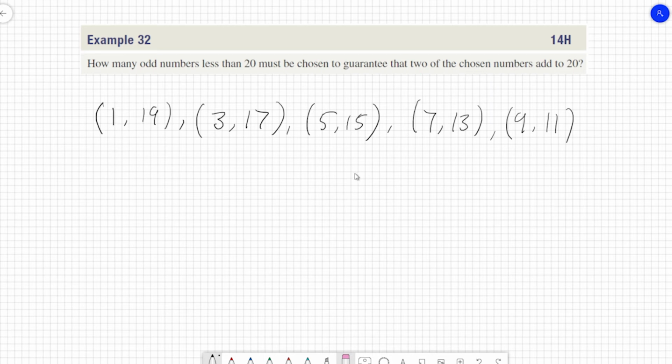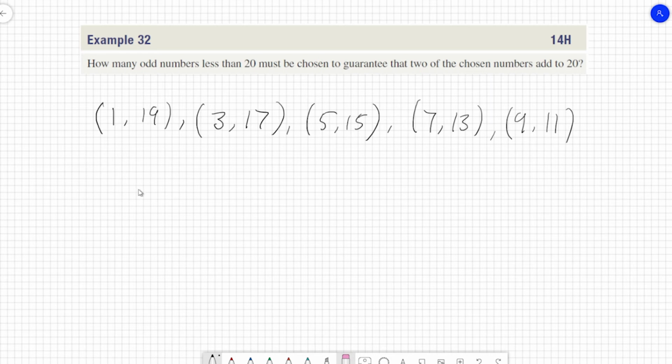So once again, think about the worst case scenario and think about what guarantees. The worst case scenario is you start picking: you pick 1, you pick 3, you pick 5, you pick 7, you pick 9. None of them will form a pair. So you need a sixth one. Only when you pick the sixth one will it guarantee that one of these 5 pairs will form.